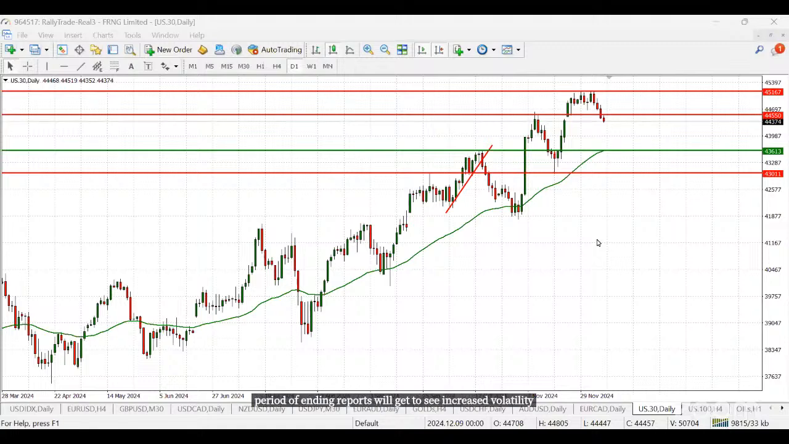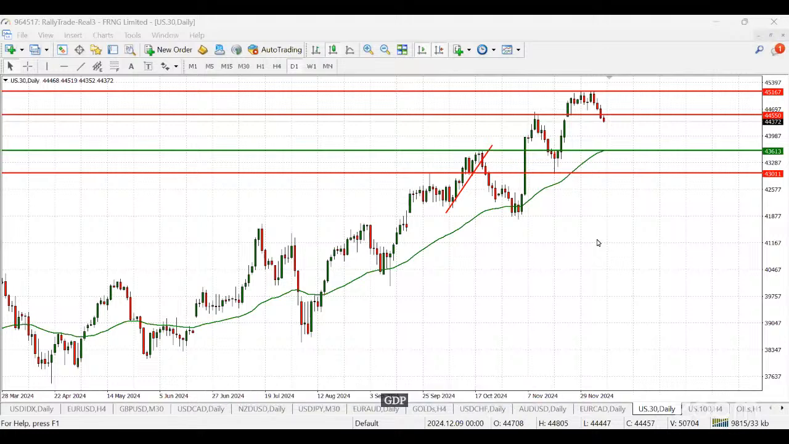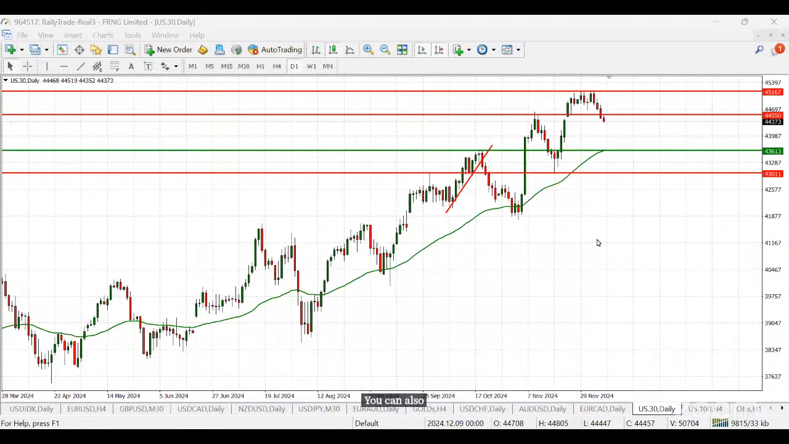And then when we have economic data for the dollar, that is economic indicators such as GDP, inflation, consumer sentiment, and things like that. Even interest rates. When we have interest rate data, we can also expect to see some volatility in the dollar index. Okay. All right. So having said that, let's now look at what the chart looks like.